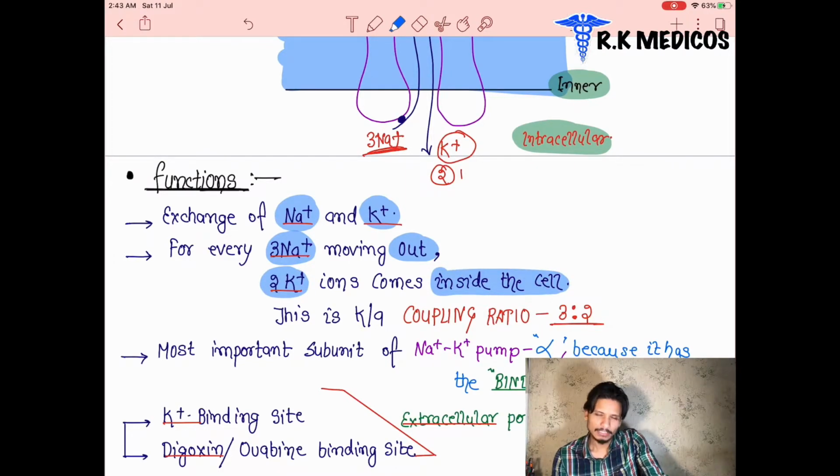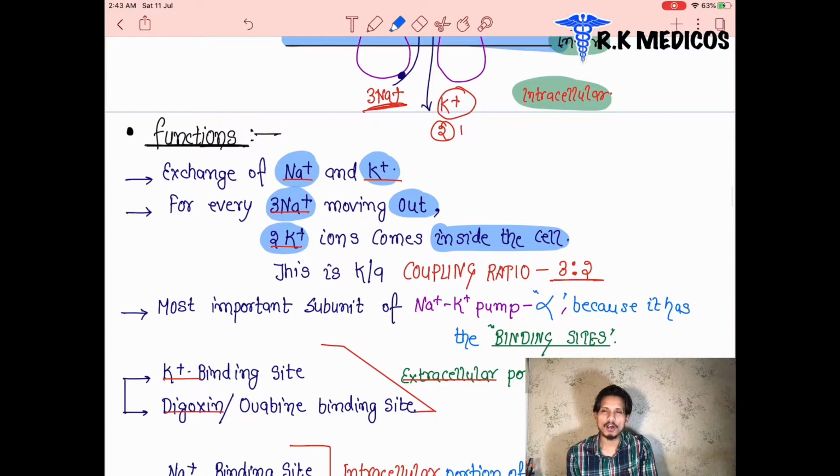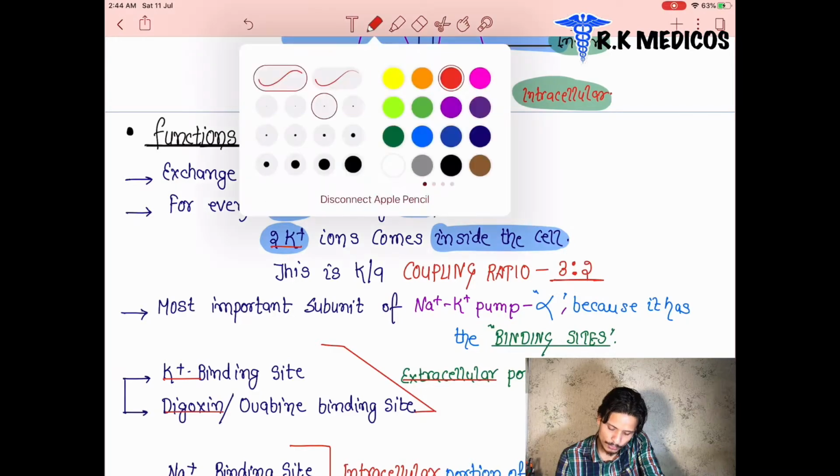Next point, we can see they are sending molecules outside and inside. They are working in a coupled manner, in opposite directions, with the same coordination. That's why they are called coupling. The coupling ratio is that sodium goes 3 in number out, but potassium comes 2 in number in. So their movement ratio, or coupling ratio, is 3:2: 3 sodium going out and 2 potassium in.